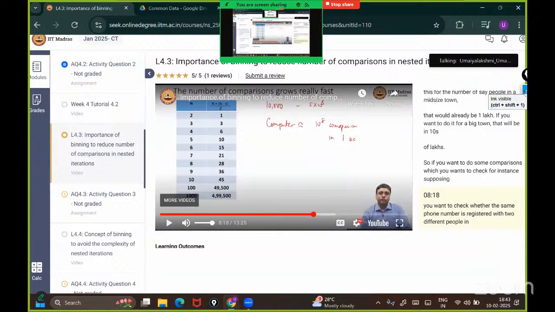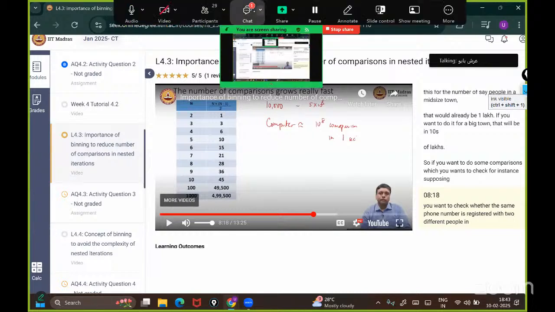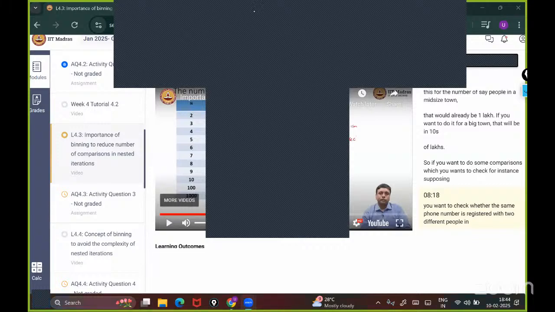Then for 1 lakh, we'll get around 50 seconds, right? Into 10. That's it.